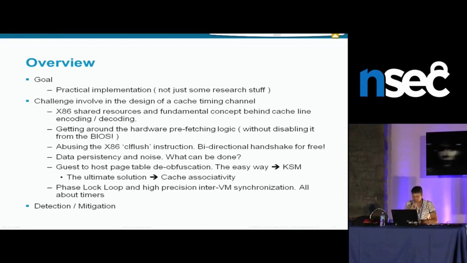Then there is something new that I found recently. It's basically the CLFLUSH instruction. There is a pretty nice way to abuse this instruction to basically create a bidirectional handshake for free.